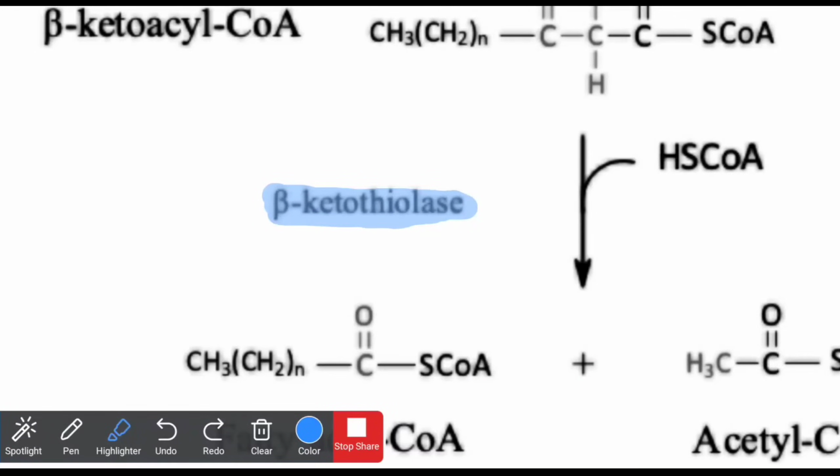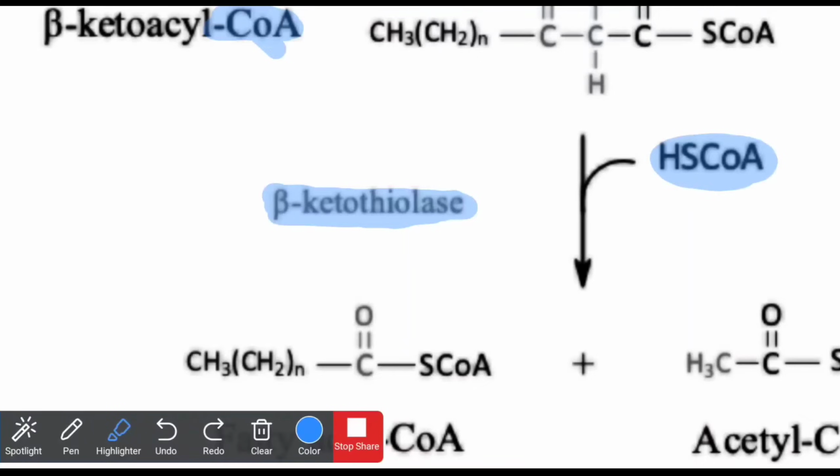Now, a free coenzyme A is added to the beta ketoacyl coenzyme A. So ultimately you will be having two coenzyme A. The primary coenzyme A from the ketoacyl, and the secondary free coenzyme A that has been added as well. So here now you are having two coenzyme A.